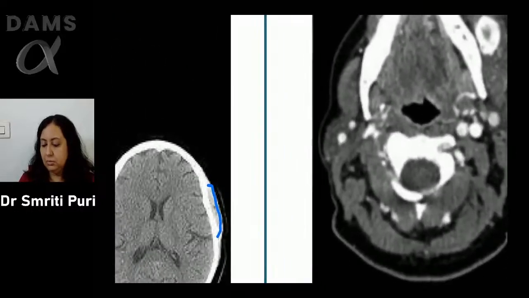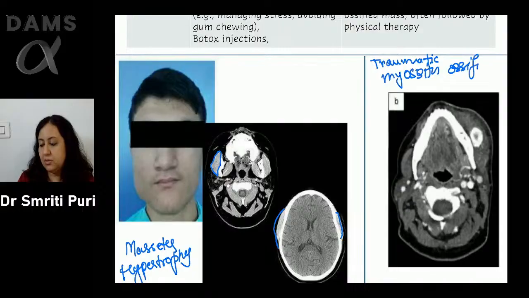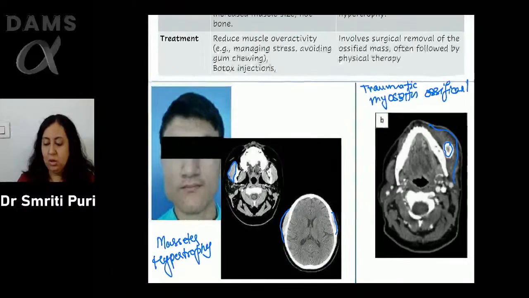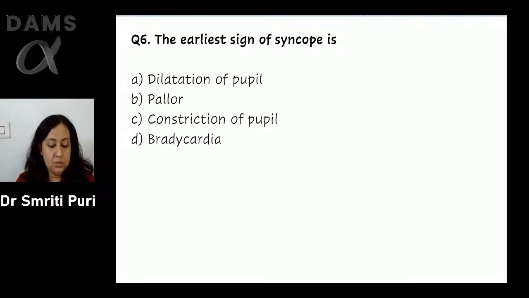Now, if you see traumatic myositis ossificans, there is a heterotopic bone within the muscle. Alright, there is a heterotopic bone within the muscle. So I hope these two entities are clear to all of you. I hope it is understood. Deepa, you have understood. Others also, please let me know if you all have understood.